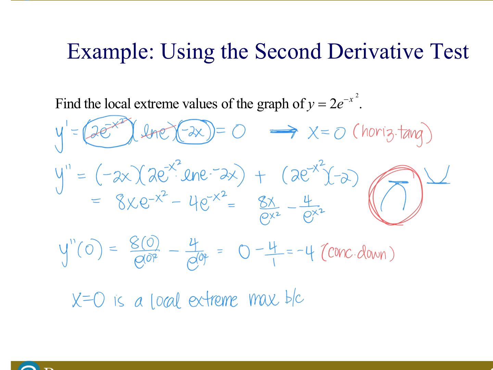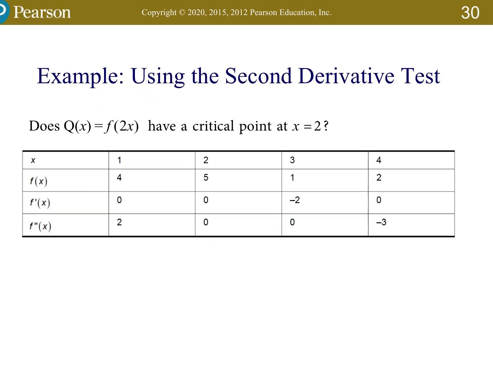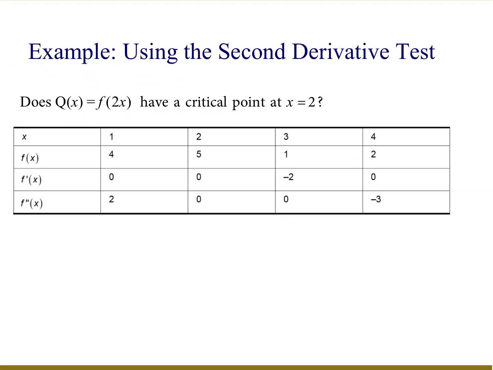Because there was a horizontal tangent and there was concave down. So those two reasons are enough for me to say that I have a local extreme max. Now here's a little bit different way of asking a similar question.